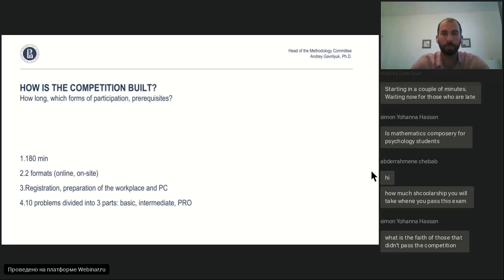So two main options for how to take part, either online or on-site, meaning not a website, right? Meaning on the physical place, physical venue, where you can find the organizers and where you can take part, physically being there and physically getting the task and physically writing down with a pen on paper.